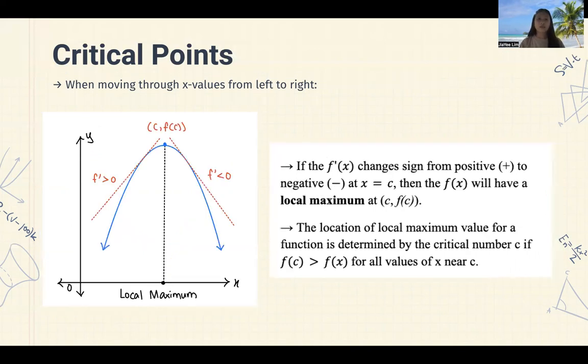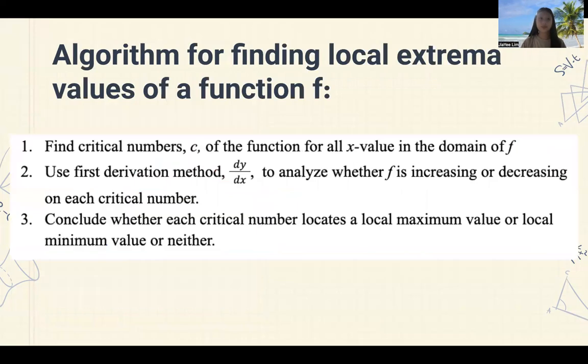And when the first derivative changes its sign from positive to negative, the f(x) graph will have a local maximum at the critical point. And the location of the local maximum value for the function is also determined by the critical number when the function of the critical number is larger than the neighboring functions of x.